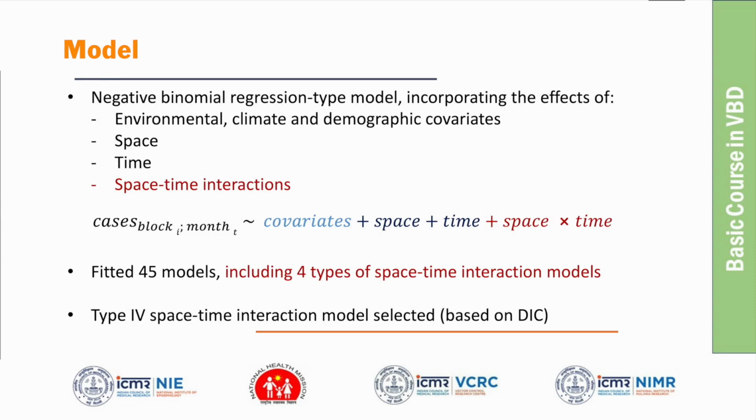For this region, for modeling this distribution, we use a negative binomial regression type of model, which incorporates the effects of environment, climate, and demographic covariates, space, time, and space-time interactions. So cases at a block in a month are modeled as a combination of covariates, space plus time, and space-time interactions. We have fitted about 45 models, including 4 types of space-time interaction models, and the type 4 space-time interaction model was selected as the best model based on the deviance information criterion, which measures the fitness of the model to the data.